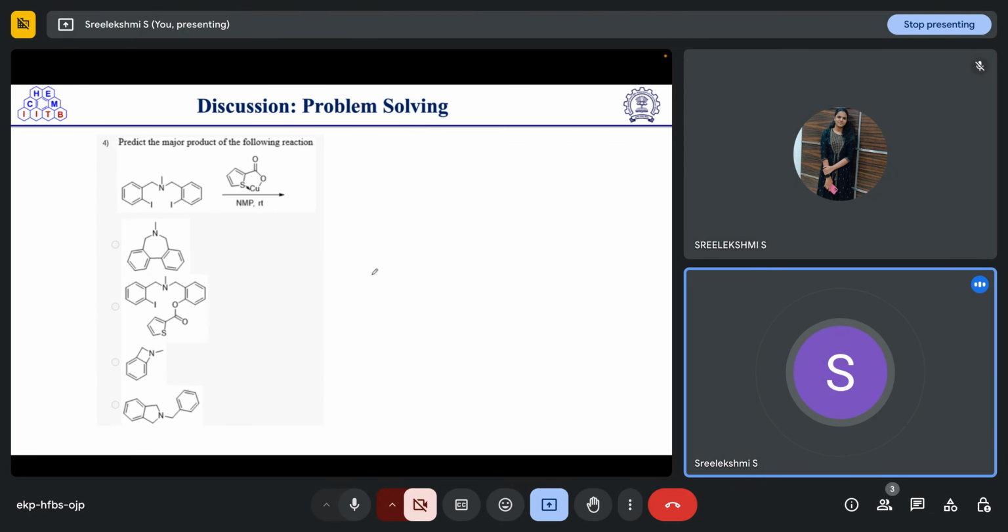Moving to the next question, predict the major product of the following reaction. So this diiodo compound is treated with this copper complex in presence of NMP at room temperature, which will be the major product.